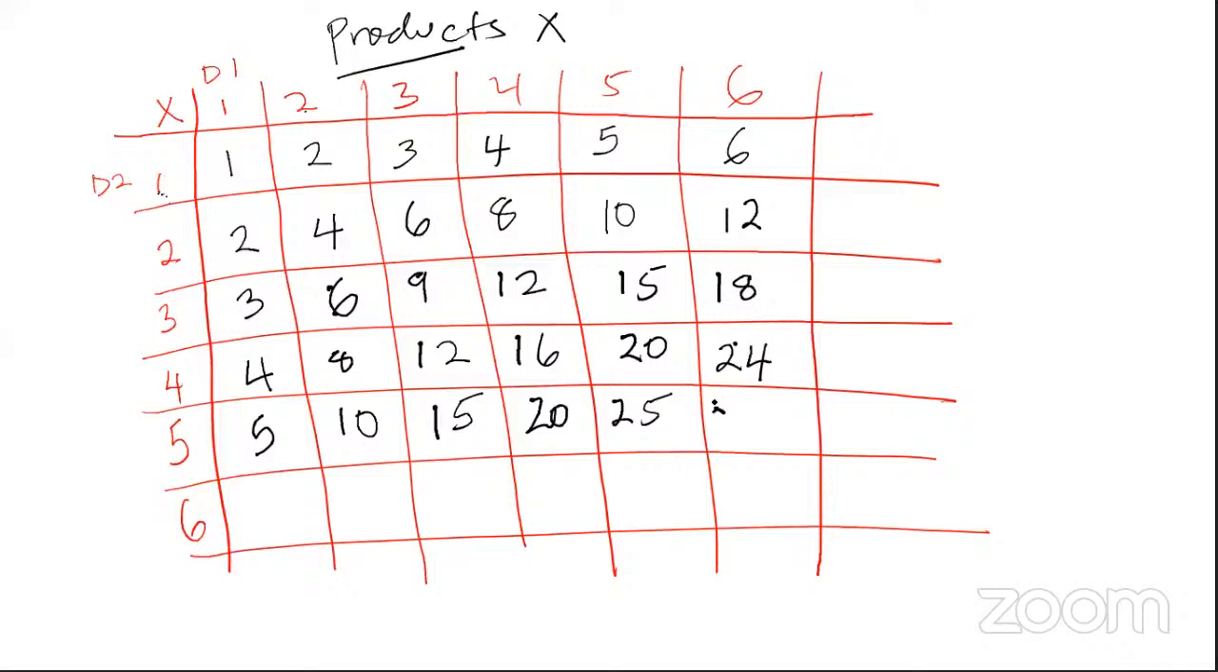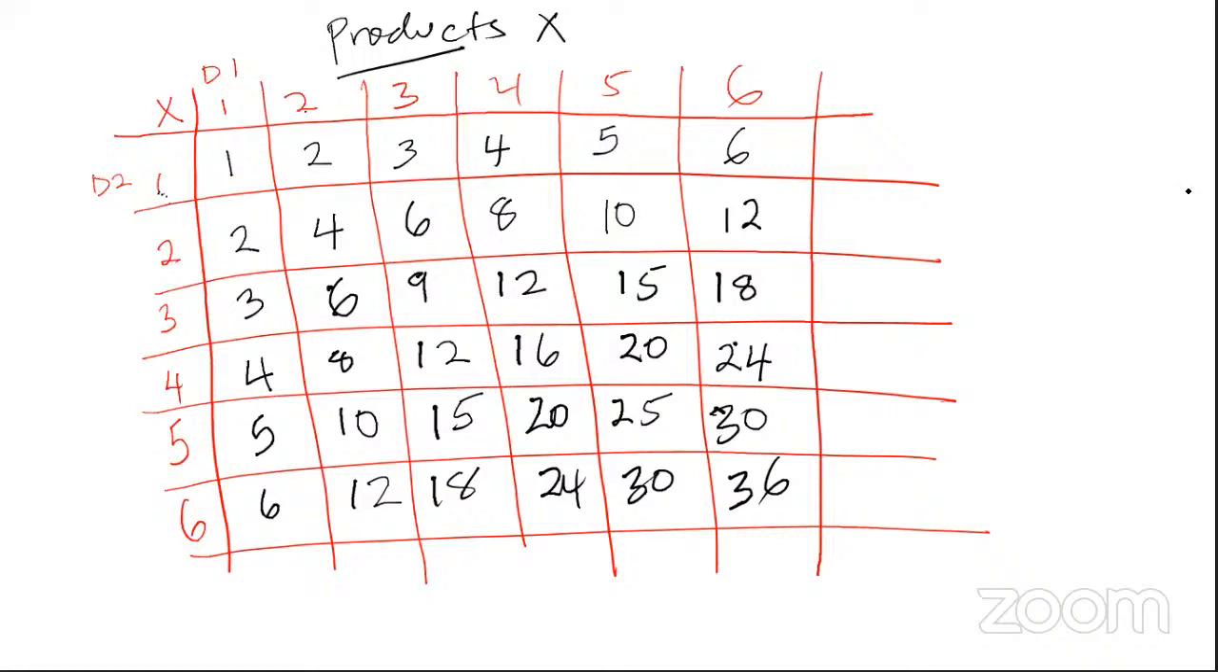5 times 6 is 30. Yes. Then we come here. 6 times 1 is 6. Times 2 is 12. Times 3 is 18. Times 4 is 24. Times 5 is 30. Times 6 is 36. Thank you very much.